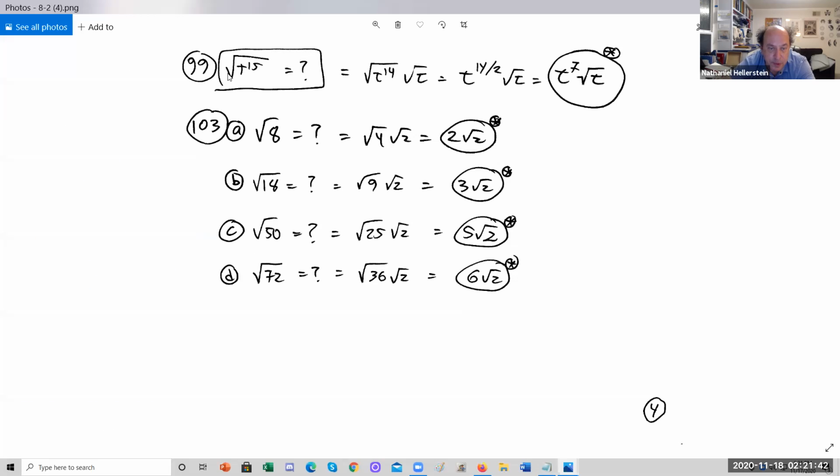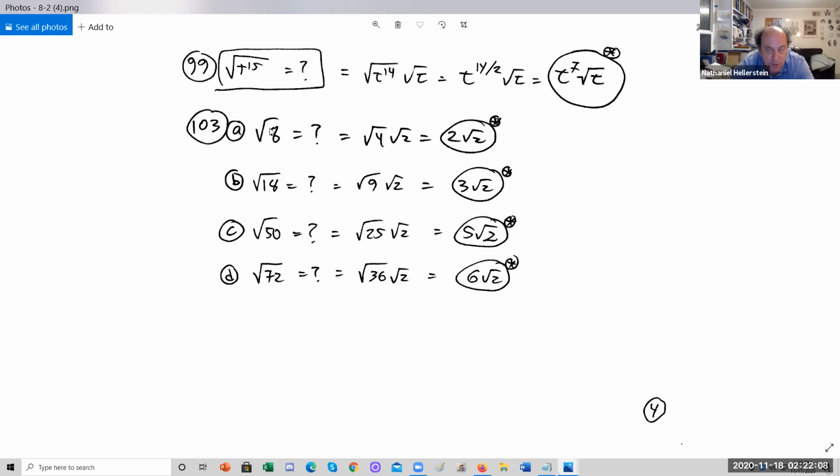All right, here we have root of t to the 15th. Okay, the largest square factor of t to the 15th means you need the largest even number no bigger than 15, and that's 14. So t to the 15th is t to the 14th times t. Root of t to the 14th is t to the 14 halves. That times root t makes t to the 7th root t.